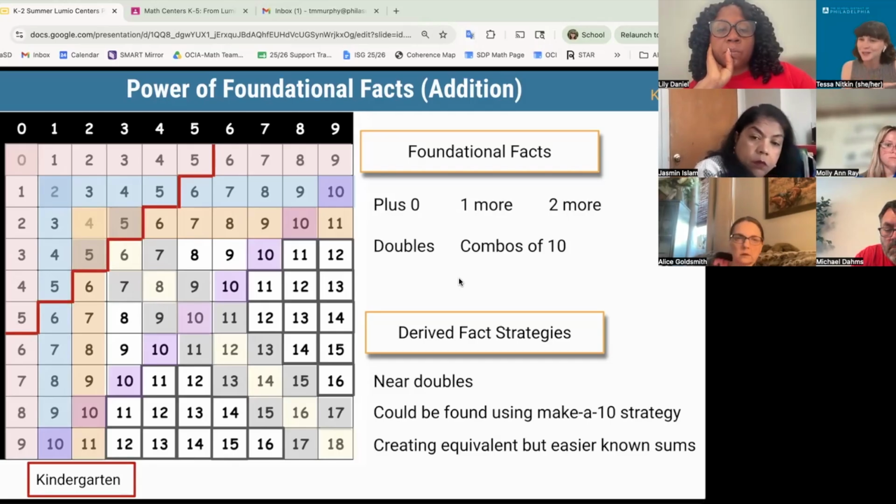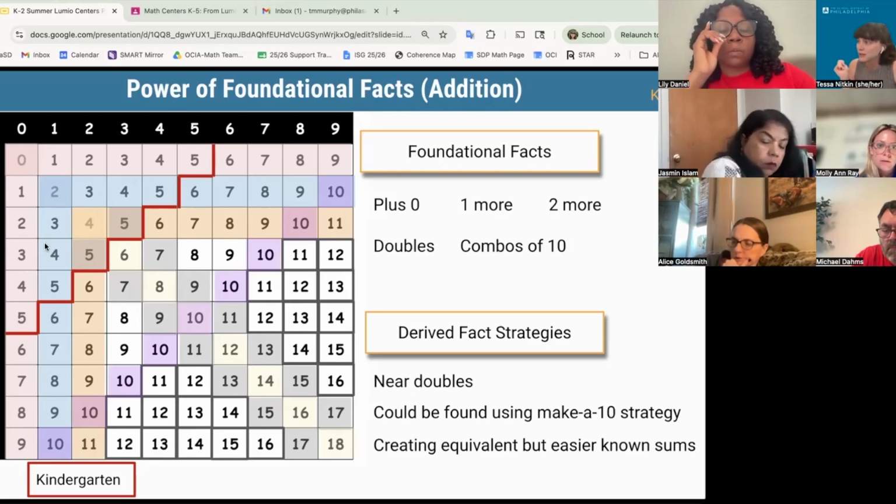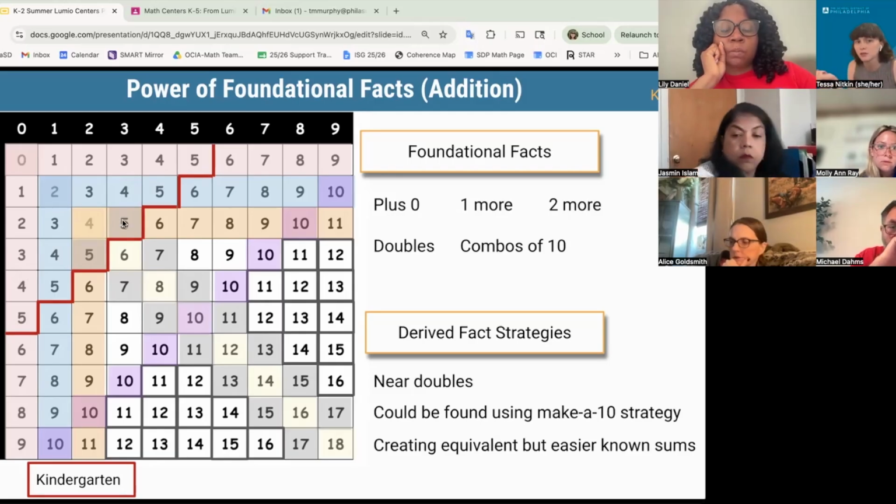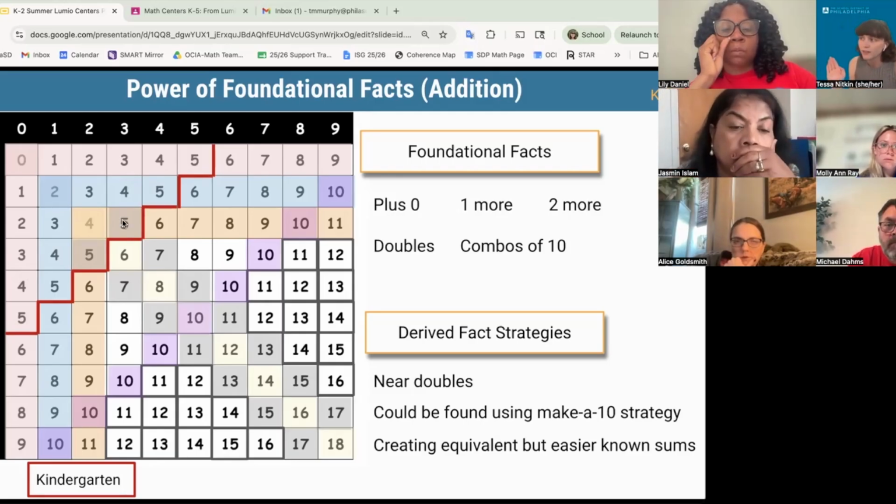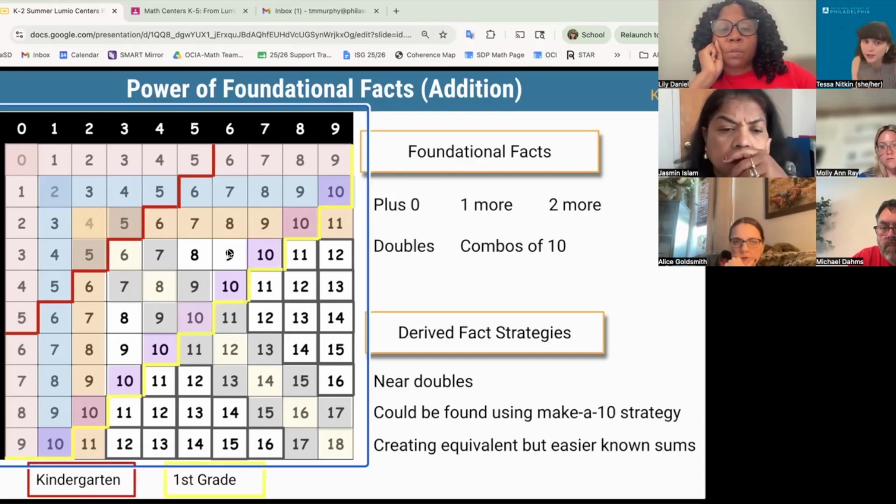Oh, before I do that, I also wanted to highlight the grade levels where these are mastered. At the end of kindergarten, the expectation is that students have all of their facts to 5. And so this red staircase highlights that in kindergarten, that really is mostly foundational facts, your facts within 5. The only facts there that are derived are 3 plus 2 and 2 plus 3, which are near doubles, but those are also plus 2s. So even that, they are all foundational facts in kindergarten.